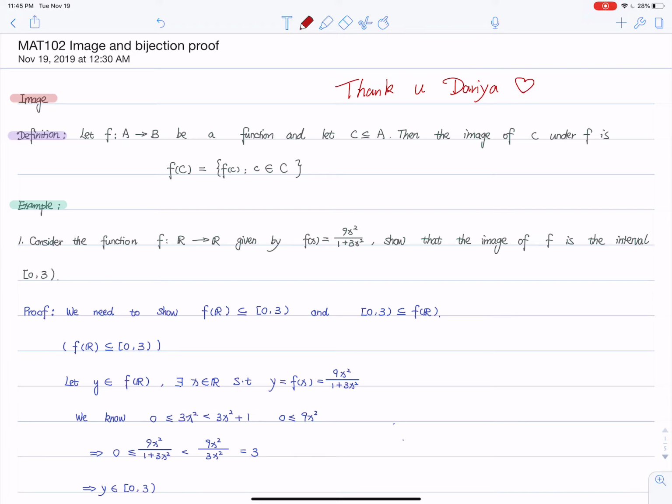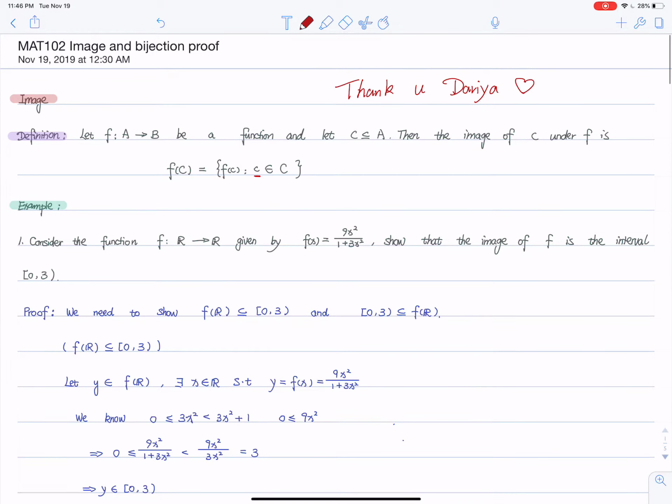Okay, anyway, let's start. First of all, let's talk about the definition of image. If we have a function that maps from A to B, and C is a subset of A, then the image of C under f would be f of C, which is, if you take elements from C, then all of the f of c, the whole collection, would be your image of C under f.